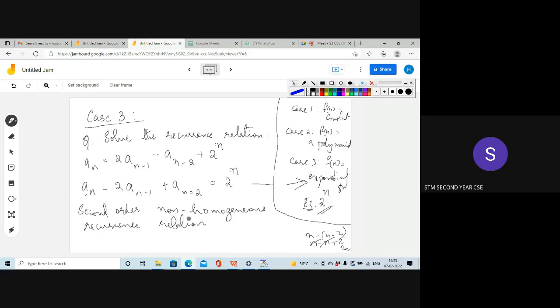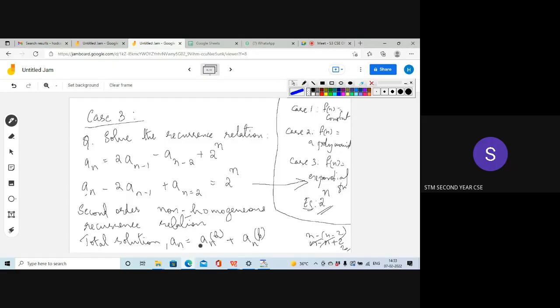Second order means it will have two roots, isn't it? Second order non-homogeneous recurrence relation, and its total solution. That is a_n. Total solution is the final solution or the general solution. a_n is equal to a_n homogeneous plus a_n particular.